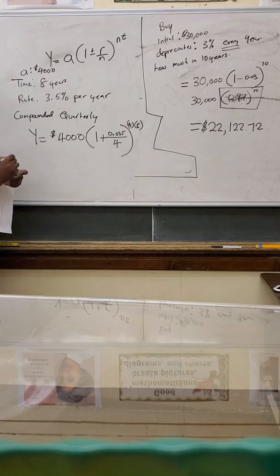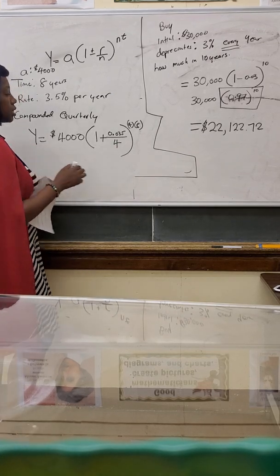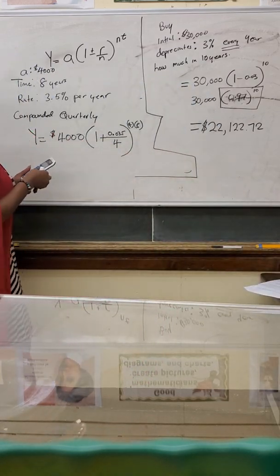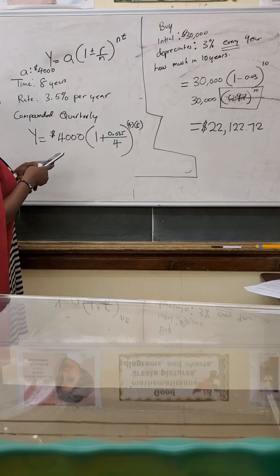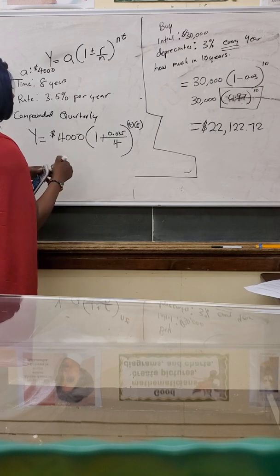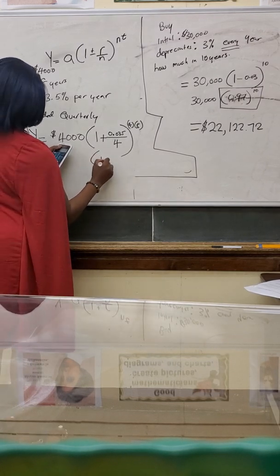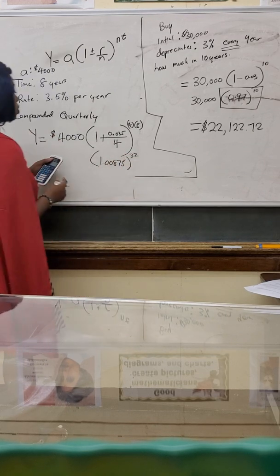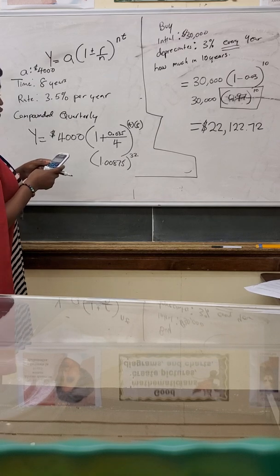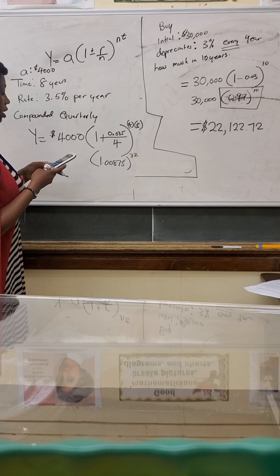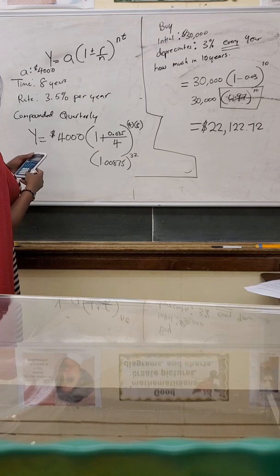So now we're going to go ahead and use our calculator to calculate this. So first we're going to do what's inside the parentheses. Make sure you follow PEMDAS. I have 1 plus 0.035 divided by 4, close parentheses. And then I get 1.00875, raised to the power of 32. Now I have to raise that to the power of 32. Try not to approximate until the very end so that your answer is more accurate.